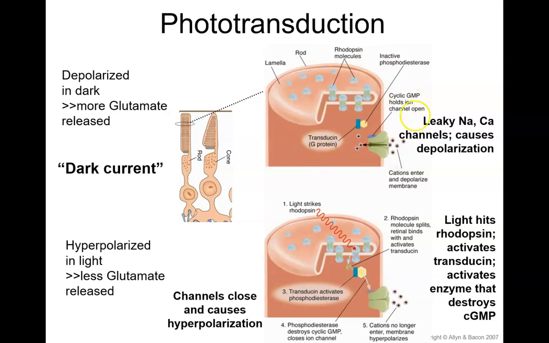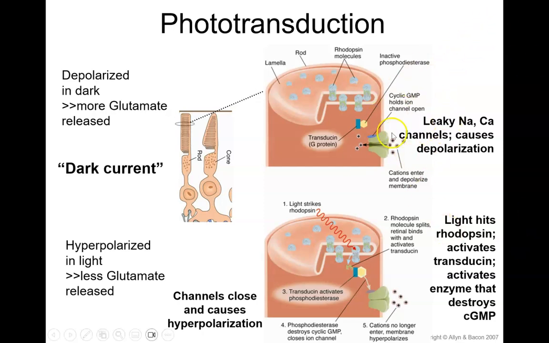What is holding these leaky channels open is a little molecule of cyclic GMP. This is a nucleotide, and this is going to be different from other types of neurons. This is not something that other neurons do. This is only something that photoreceptors do. In any other neuron that we look at, you've probably noticed I didn't really talk that much about leaky sodium channels, and I didn't talk about leaky calcium channels.